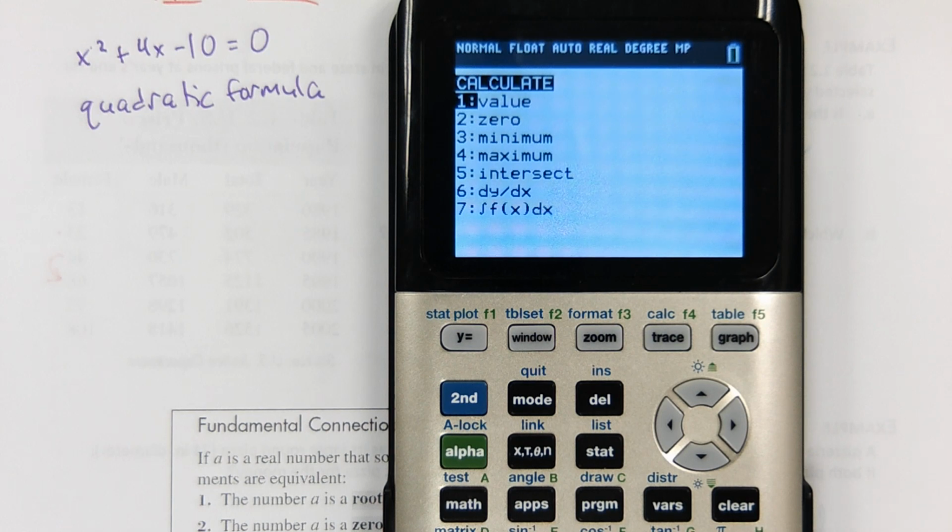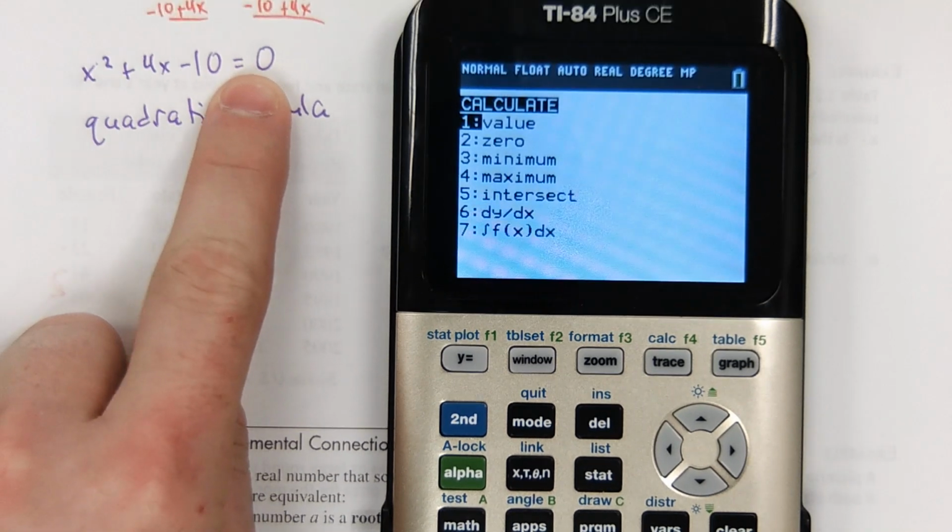In this course, AP Pre-Calc, we will use all of the first 5. The last 2, those are calculus. So what does a value do? It lets you put in an x value and it'll just tell you what the y value is if you had plugged it in yourself and calculated it. So I could say, hey, what is y if x is 100? It'll tell me. Number 2, zeros. Zeros are where the graph crosses the x-axis.